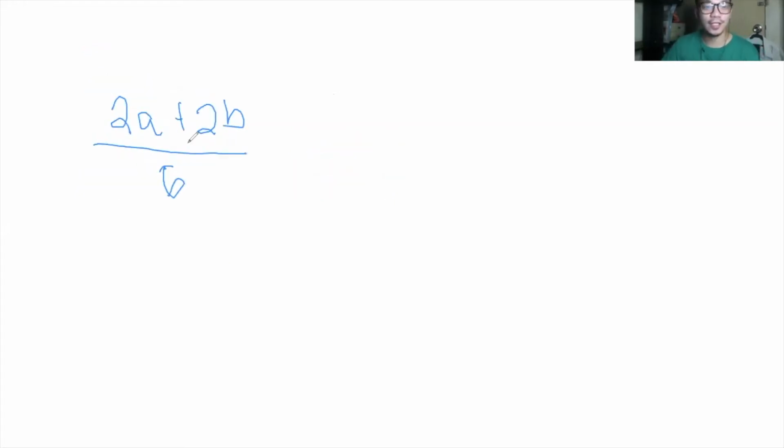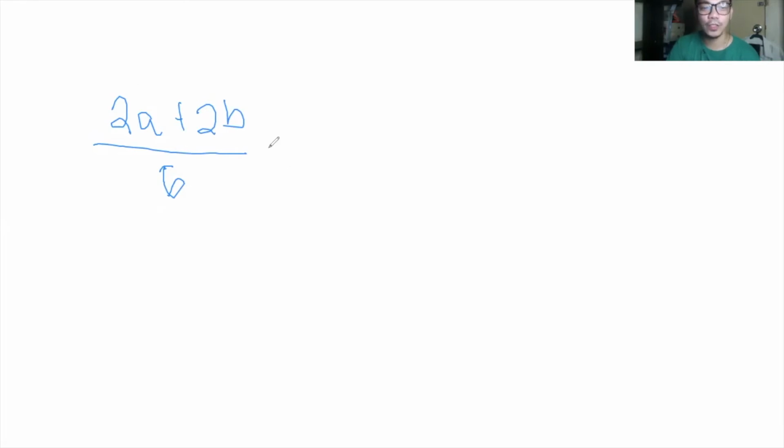Okay, so let's try another one. This time, we have a binomial in the numerator, 2a plus 2b over 6. Okay, common mistake here is, some of you might think that we can cancel the 2 and the 6 here because they have a common factor of 2. Okay, take note that we can only do that if it's a factor. 2a plus 2b, this is considered as one expression. So this is just one factor. So we cannot cancel that with the 2 here.